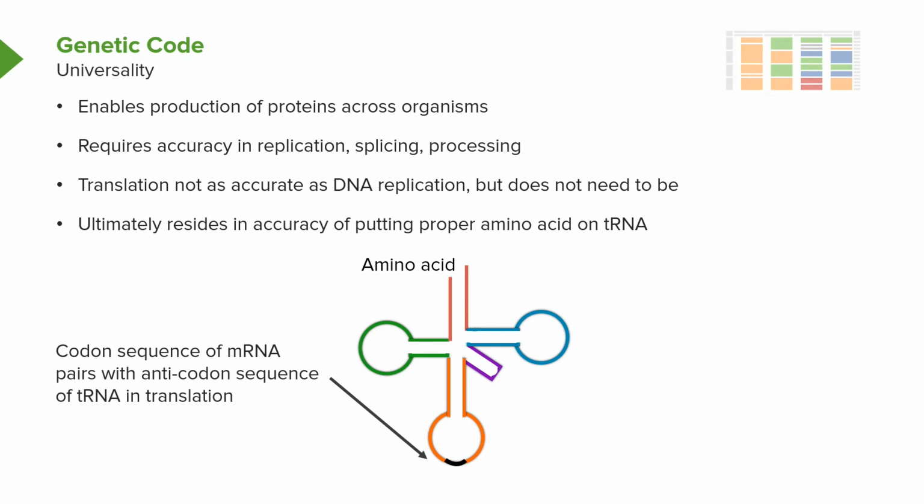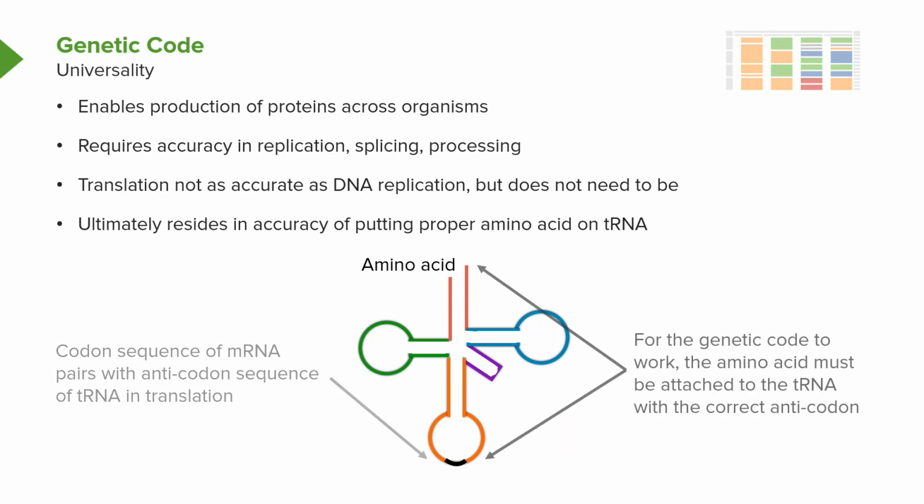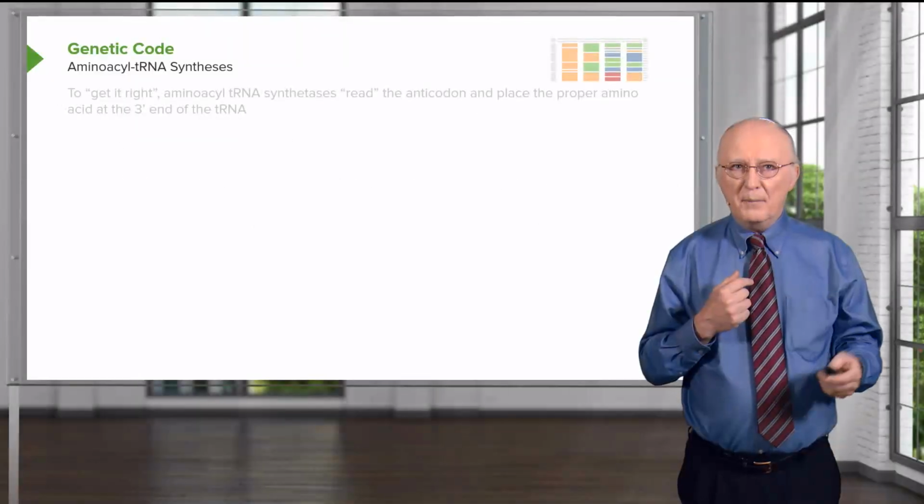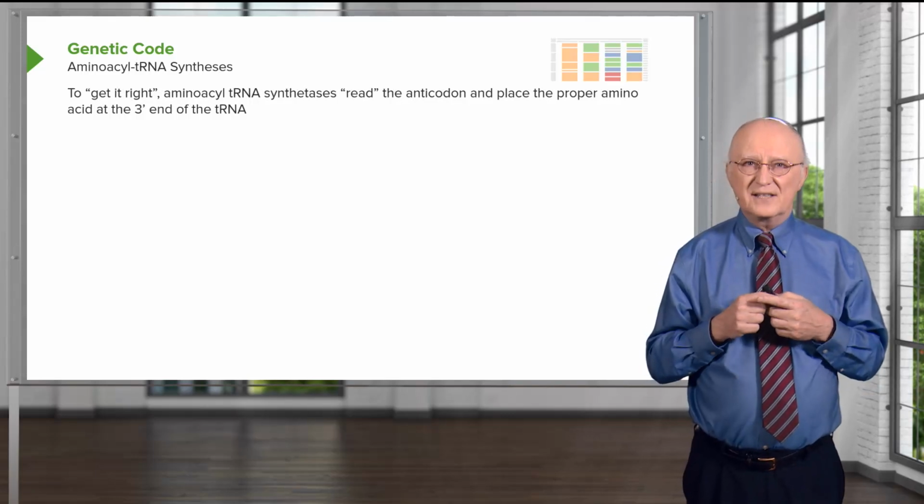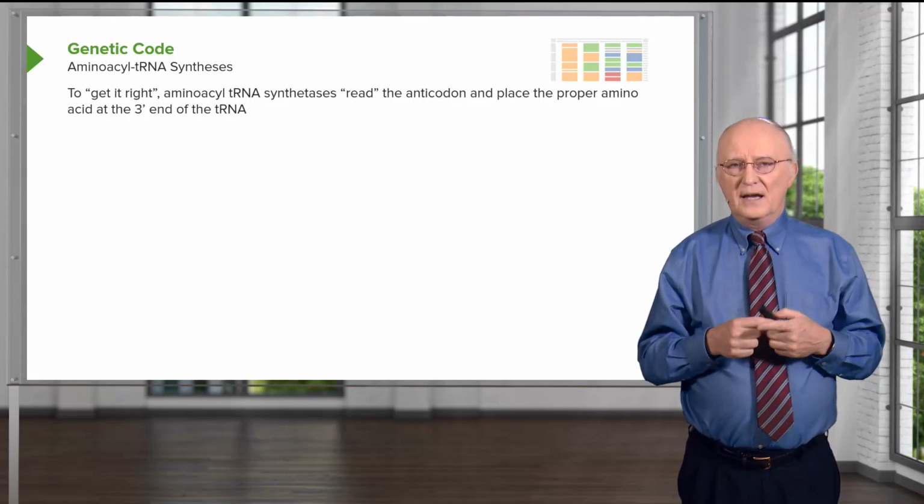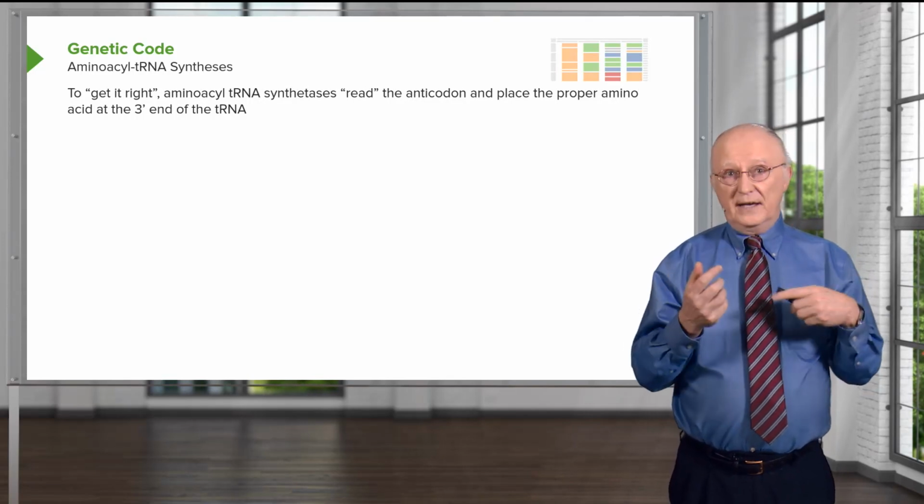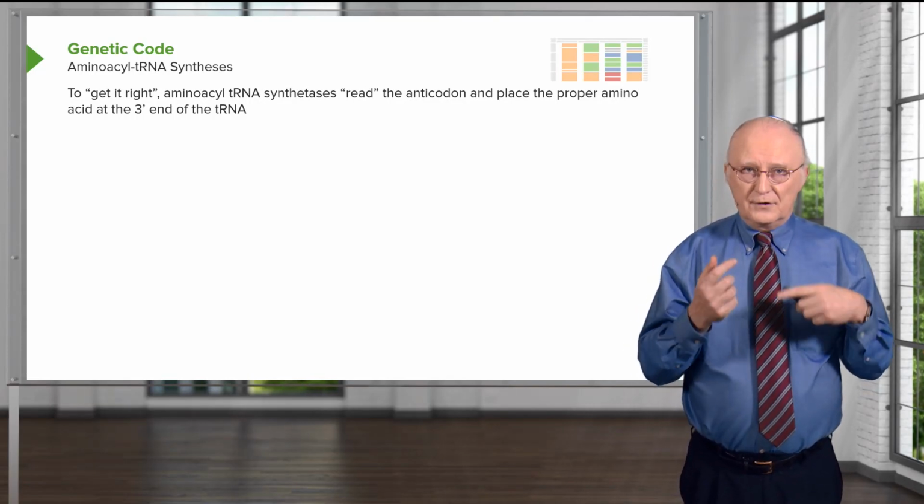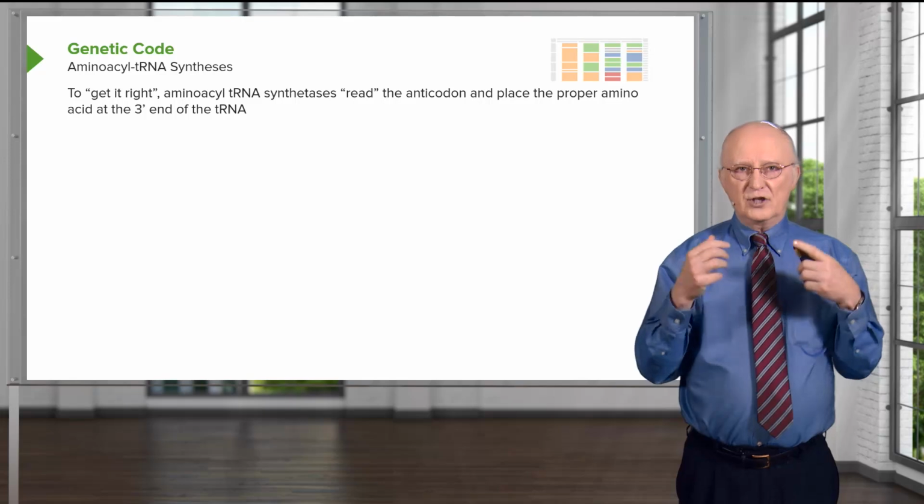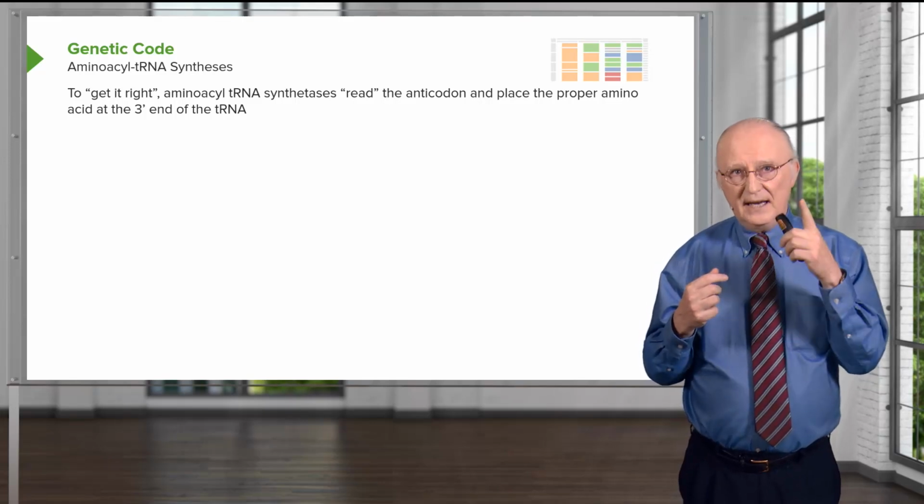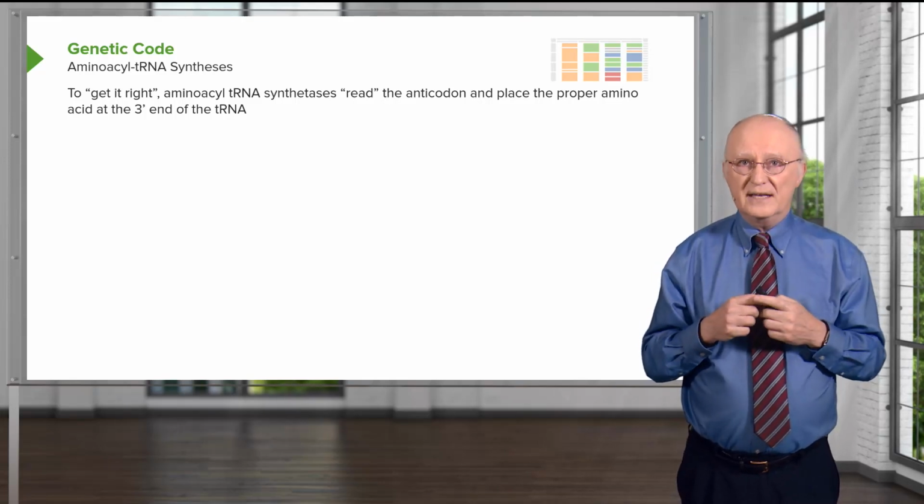This sequence that's there is actually read by an enzyme called the aminoacyl tRNA synthetase, and it does what you see on the screen here. It reads the anticodon and puts the right amino acid onto the 3' end. Aminoacyl tRNA synthetases have to get it right. If they don't get it right, then everything else is out the door. So the ultimate integrity of the genetic code is residing in the catalytic activity of these enzymes.